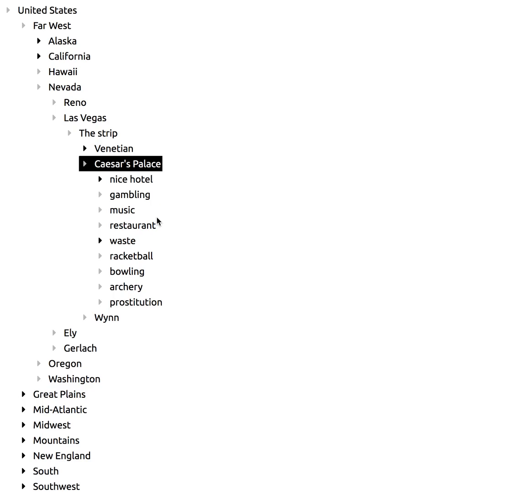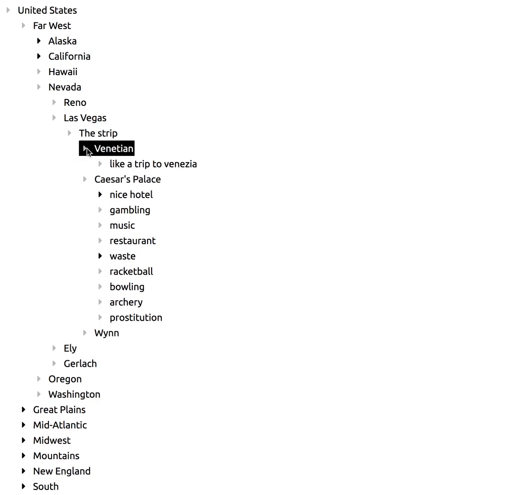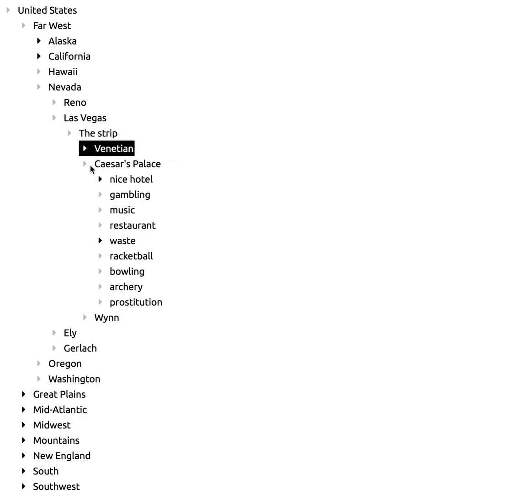So I suppose in some way of looking at things, I'm not exactly sure what would happen here, but if I moved Caesar's Palace to the left, well, Venetian is collapsed, right? Would nice hotel, gambling, music, restaurant, spa, racquetball, etc., would all those become subordinate to Venetian? And how would you handle the display of that? Because, I mean, look, that wasn't expanded. I just don't get it. I mean, for me at least, maybe other people see this differently, and I'd love to hear the explanation.